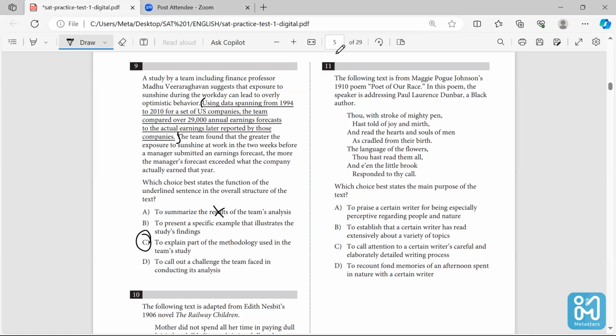Because it does explain the methodology they're using, which is the data spanning from 1994 to 2010, and it shows that they also compared 29,000 annual earnings. In other words, they talk about the methodology, not the example, right? They're talking about the method used rather than the example. They didn't give anything to summarize or an example. So it's C.